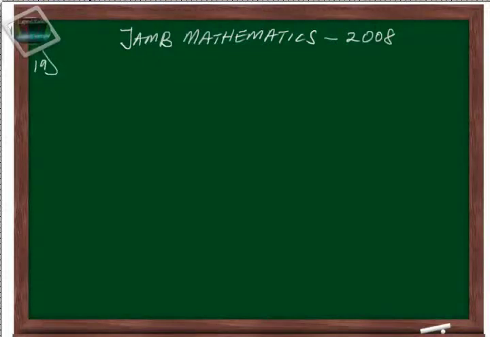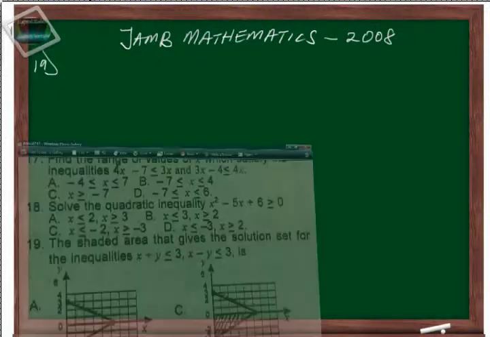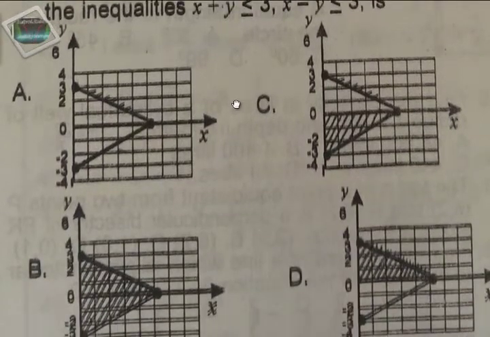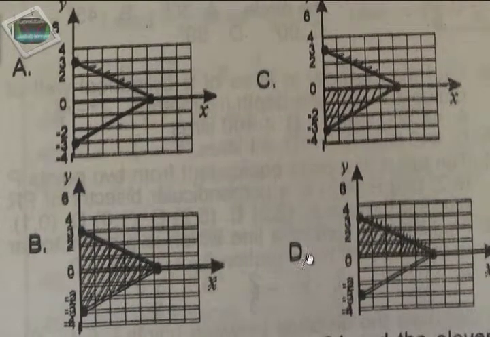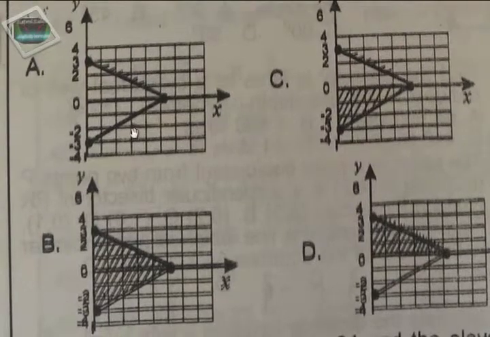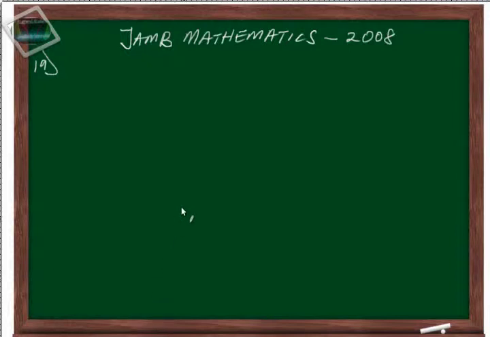Our next question is question number 19. It says, the shaded area that gives the solution set for the inequalities x plus y less than or equal to 3, x minus y less than or equal to 3 is, and it gives a list of shaded diagrams from A to Z. So basically we have to solve these two inequalities to see which one satisfies these four diagrams. And so let's start.